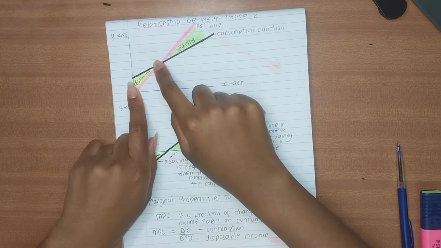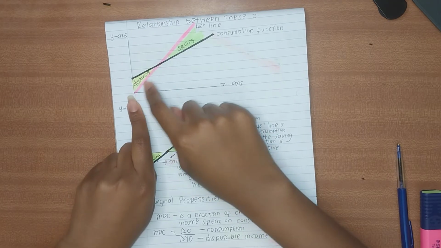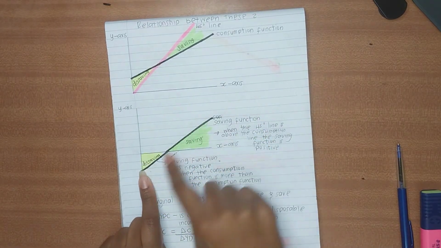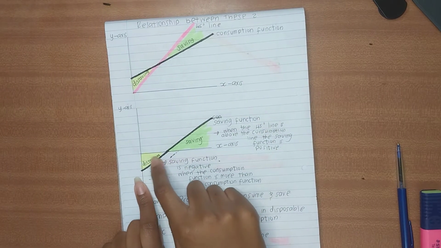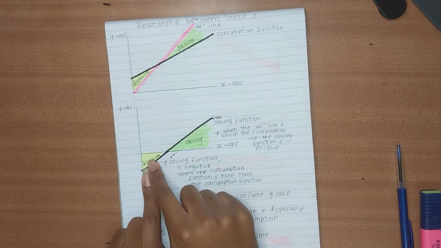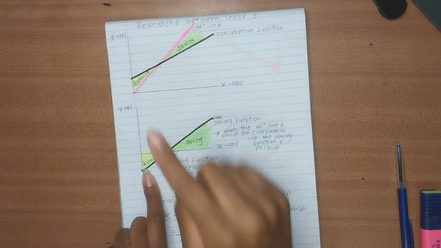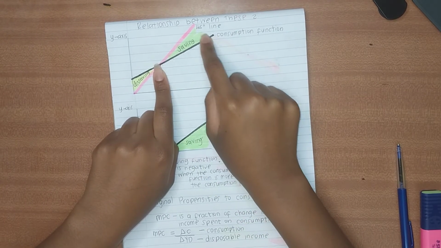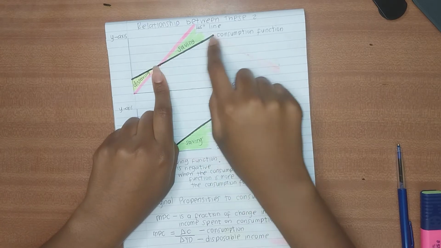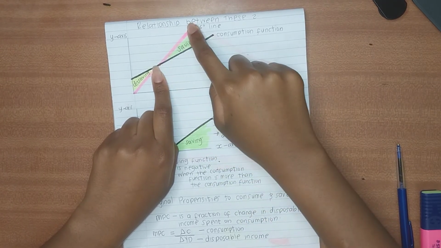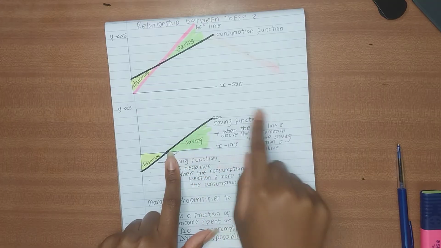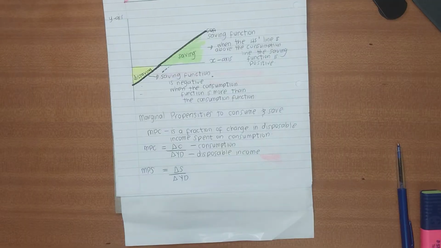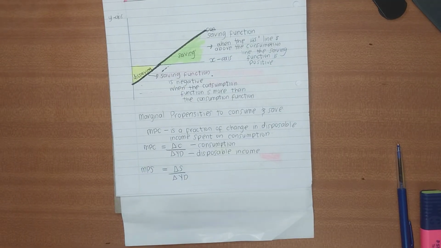If the consumption function is greater than my disposable income, it means that I'm dissaving. I'm using up more than I have, right? So on the savings function, it's going to be negative, below the x-axis, right? And if my 45-degree line is above the consumption function, it means that I am saving, because I'm consuming less than the income that I have. So the saving function is going to be positive. Those are the relationships.